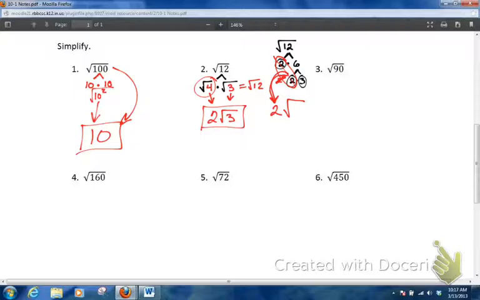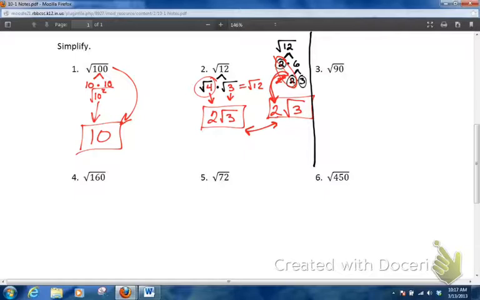Anything that did not have a pair stays on the inside. So 2 root 3, we get the same answer, either method you choose. Okay, so square root of 90, let's look at this one. And this one I'm going to use that second method I showed you with the factor tree, because again, maybe you're not real good with your perfect squares.